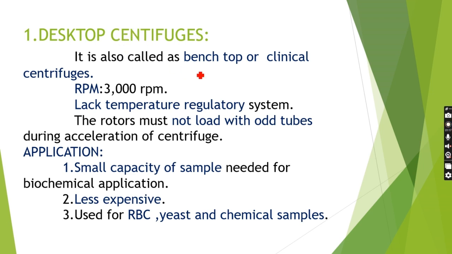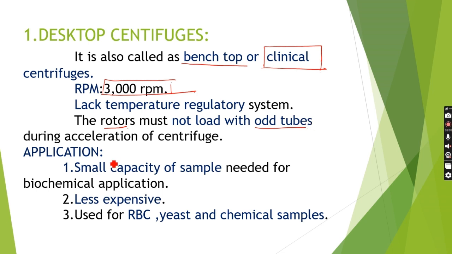First, the desktop centrifuge. A desktop centrifuge is also known as a benchtop centrifuge, which is generally used in clinical level centrifugation. It has a very low speed, which is 3000 RPM. It lacks a temperature regulatory system because the RPM is low and does not cause any heat at all. So these rotors can hold the tubes in even numbers, without odd tubes. Odd tubes added block the sedimentation at a good level.